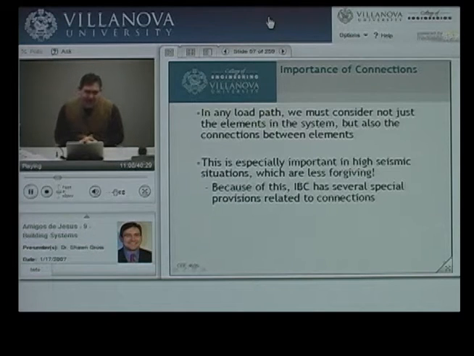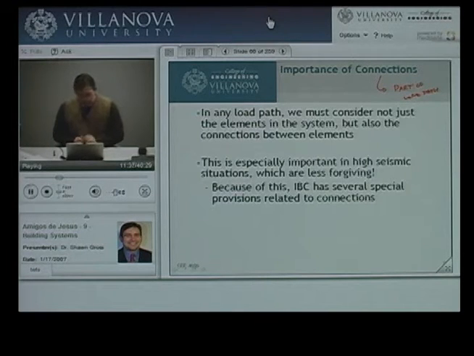So because of this, if you look at the International Building Code, just for reference, there are going to be, for example, several special provisions related to connections. The key point to make here is that those connections are a very important part of our load path. Okay? We don't design them in the simplistic ways that we have talked about for beams and columns and such.